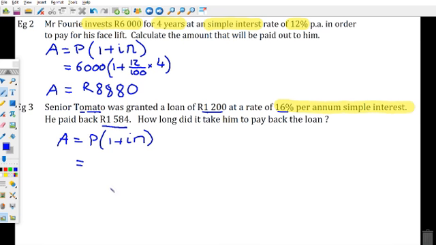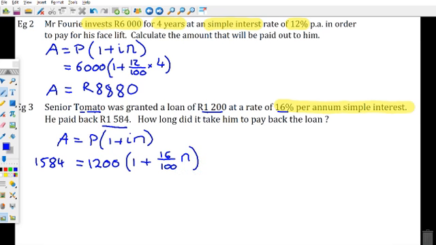Is the P, exactly. Okay. So if he paid back 1,584, do you think that is my interest rate or is that the acquired amount? It's the acquired amount, because he paid back more than what he borrowed. Yeah. So we have 1,584 is equal to 1,200 multiplied by 1 plus 16 over 100, and then what we're looking for, n.